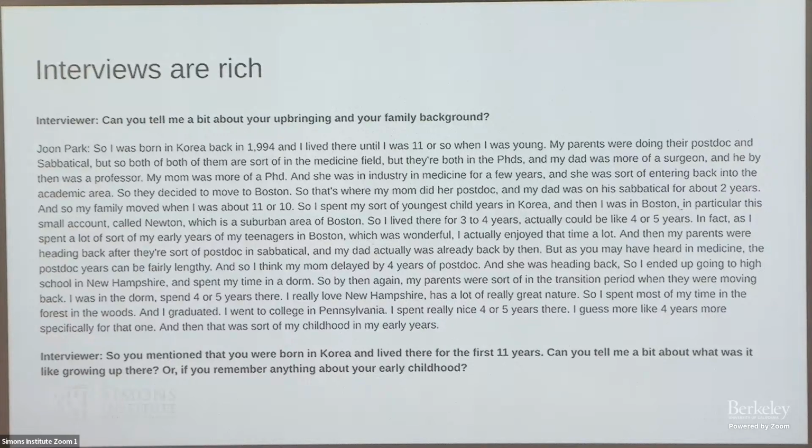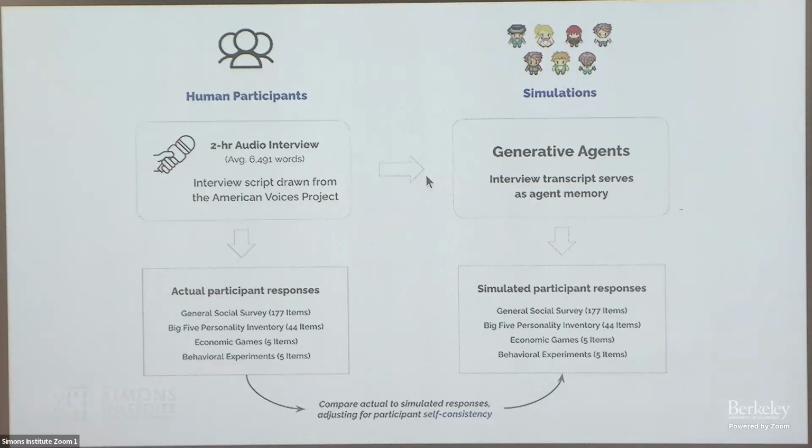And so what we do is we have 1,000 real people, sampled from a demographically diverse population across the US. Each of them we subject to a 2-hour audio interview that produces a transcript for every person. And that transcript serves as the LM agent's memory. So now we have a person and a corresponding agent. Now we want to see how close the person is to the agent.